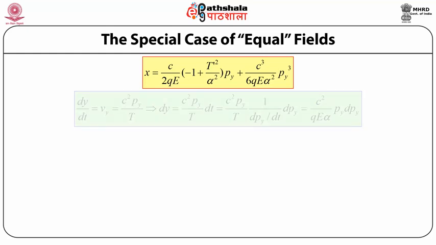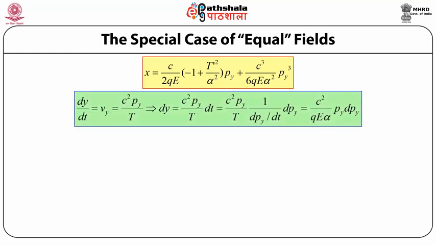and dy by dt equals vy equals c square py by t, which implies dy equals c square py by t into dt equals c square into py by t into 1 divided by dpy by dt into dpy, which is further equals c square by qe alpha py dpy. So on integrating, we get y equals c square divided by 2 qe alpha into py square.